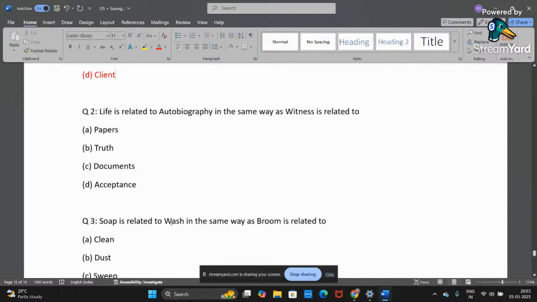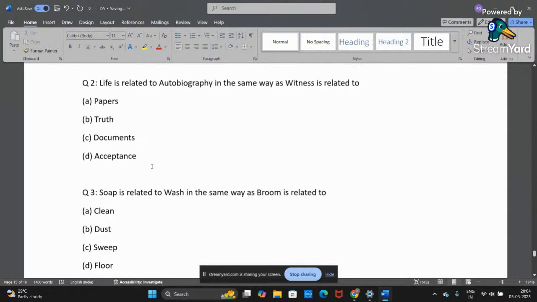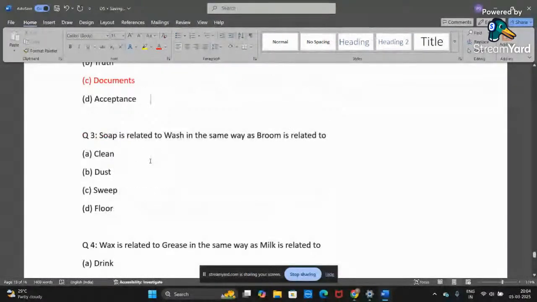Okay. Life is related to autobiography in the same way as witness is related to what? Papers, truth, document, or acceptance. Yes, the answer is correct. Document is the answer.